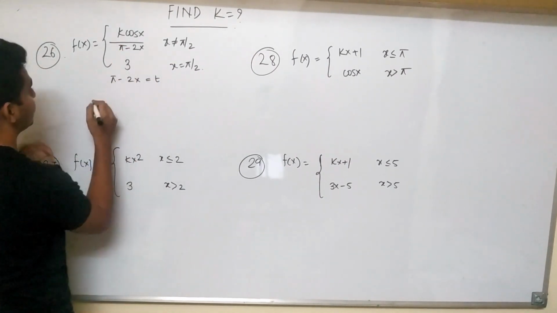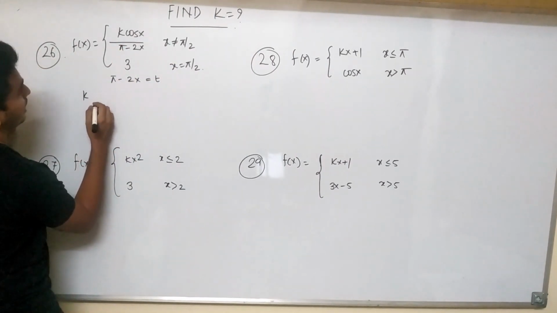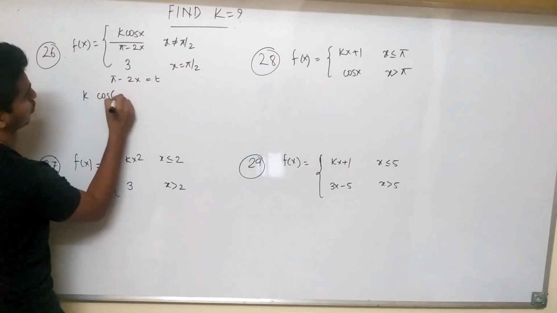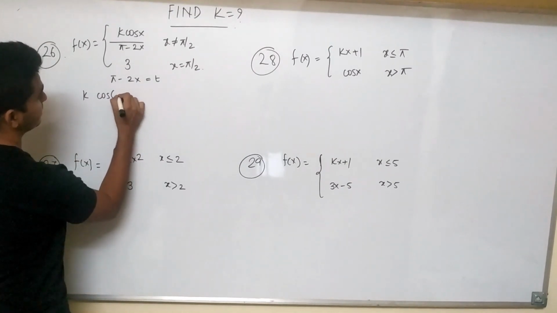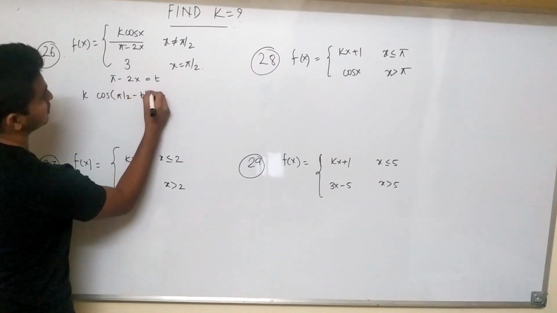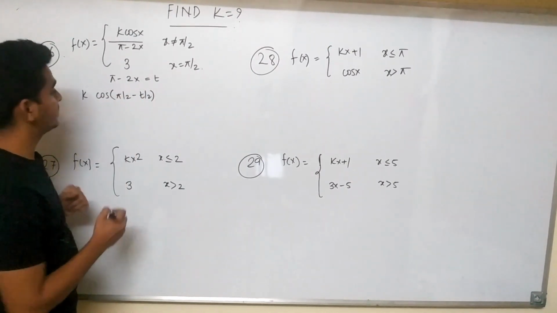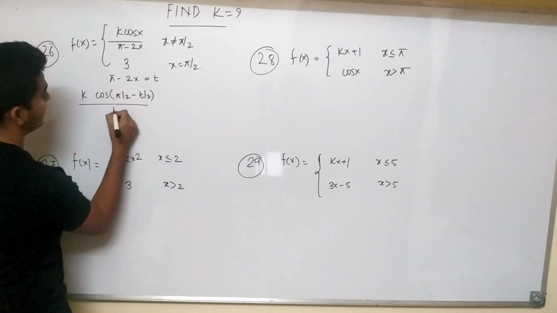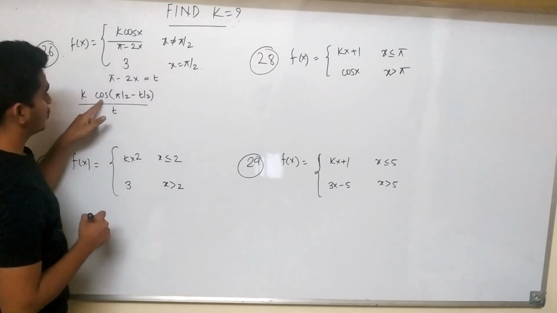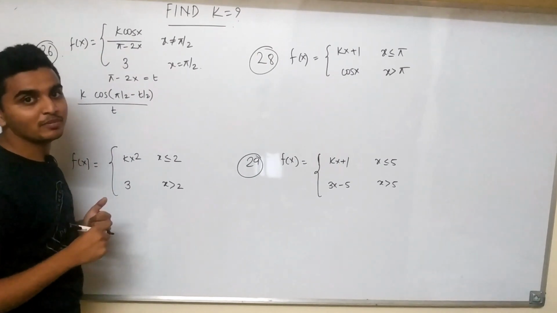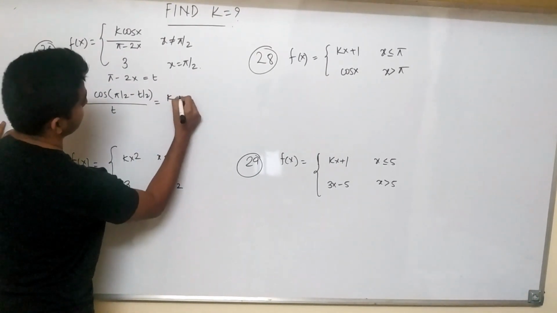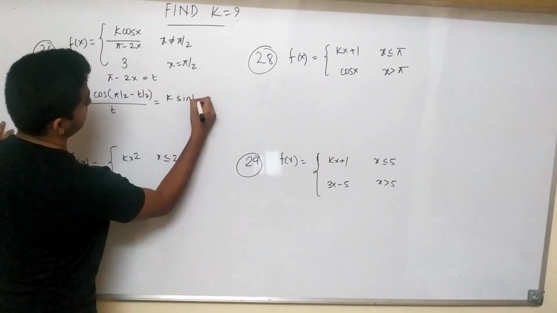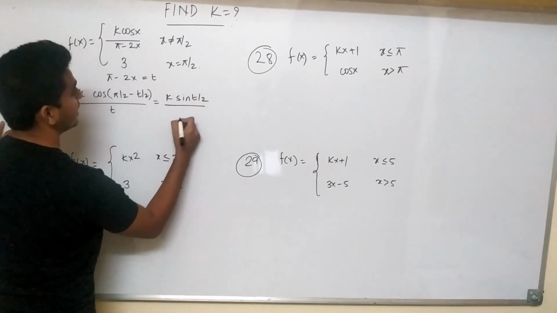As x is going towards pi by 2, we can say that t is going towards 0, and we can put it over here as k times cos of what will be x from this? x will be pi by 2 minus t by 2. If you simplify this, you get everything divided by t. And now you know that cos of 90 minus theta is nothing but sine of theta. So this will be k sine of t by 2 divided by t.